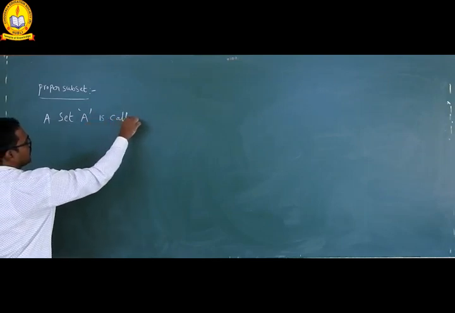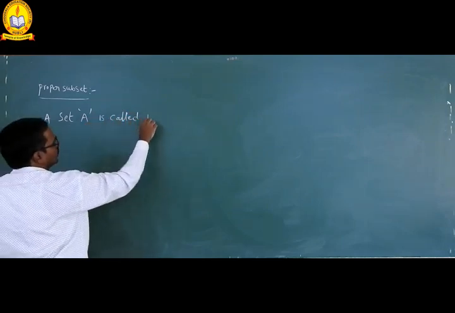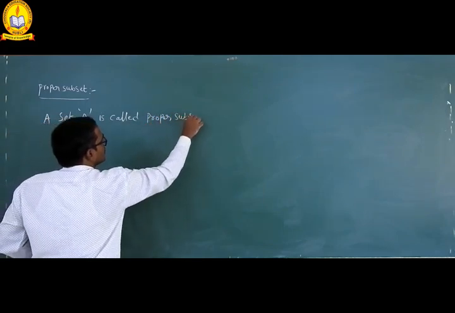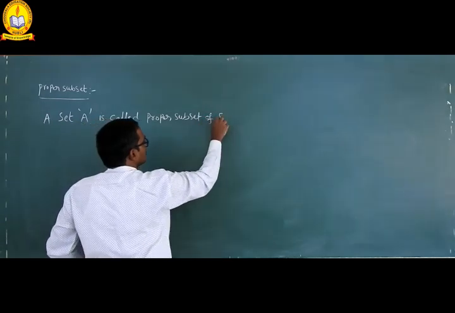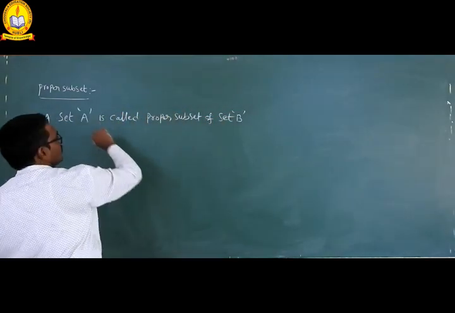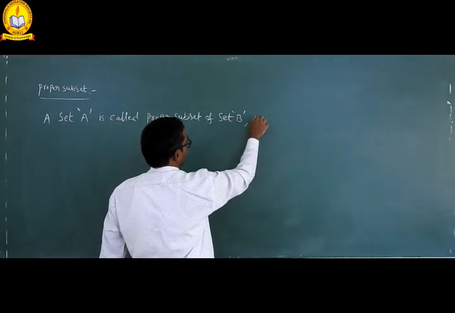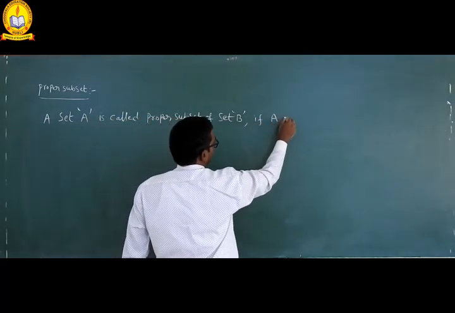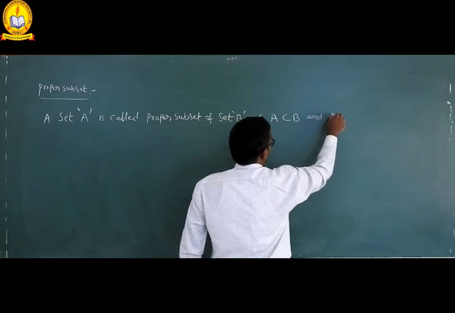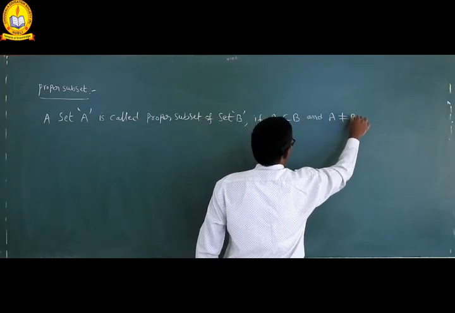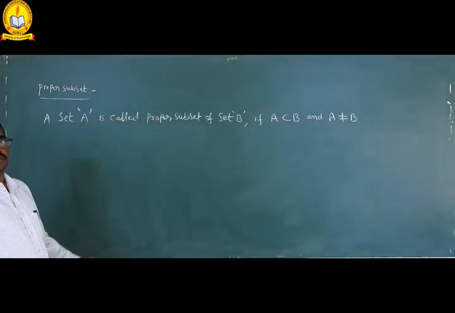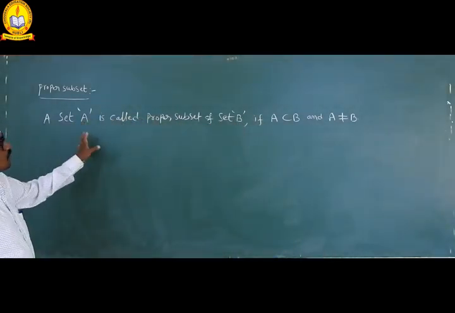A set capital A is called a proper subset of set capital B, if A is a subset of B and A is not equal to B. If A is a subset of B and A is not equal to B, then only A is called a proper subset of set capital B.